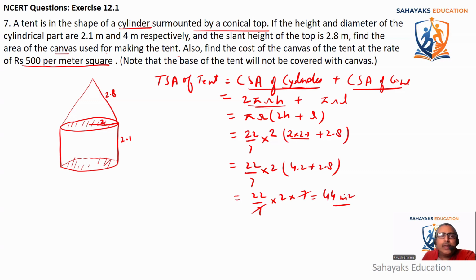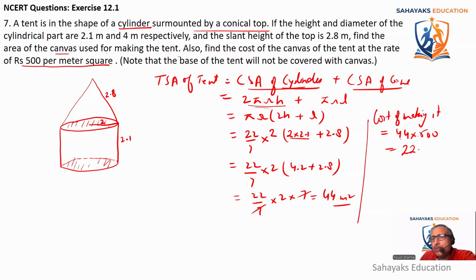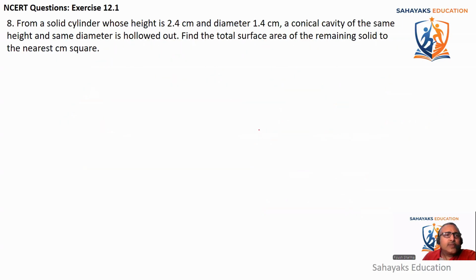44 meter square. Now they want to know what will be the cost of making this. The cost of making it is equal to 44 multiplied by 500. So 44 into 5 is 220 and 2 zeros. So it is 22,000 rupees. The cost is 22,000 rupees. Okay, so the good thing is that the calculation was not that long. Good. Coming to the next question.